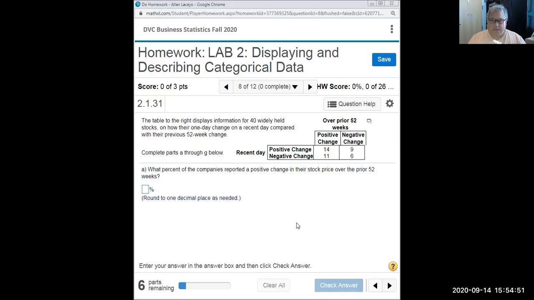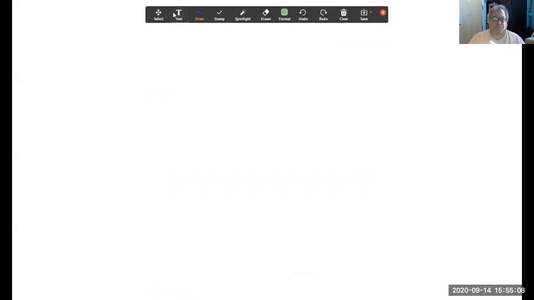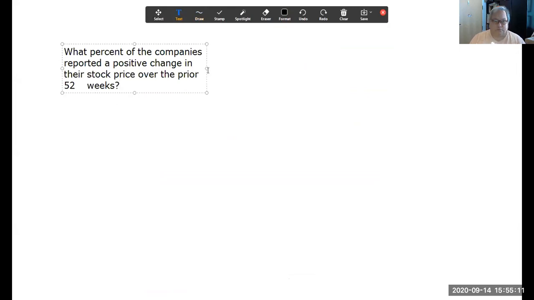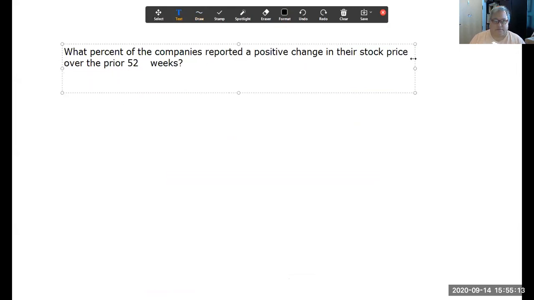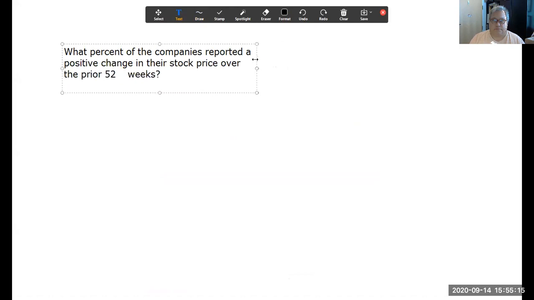Okay. And I'm going to read a question. The question I'm going to read is question A. Question A is in the form of a percentage, and it's in the form of a structure of a question. So I'm going to dissect that question in our whiteboard. And the question is, what percent of the companies reported a positive change in their stock price over the prior 52 weeks?